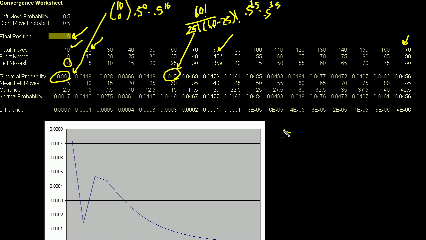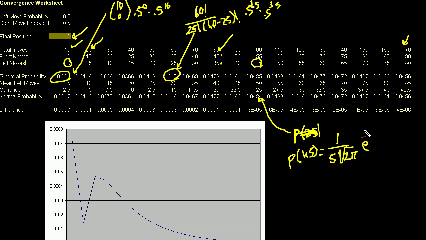So for example, in this situation right here, Excel has a normal distribution function, but I actually typed in the formula because I wanted to see what was under the covers for that function. So I say, what's the probability of 45 left moves? It's 1 over the standard deviation, which in this situation is the square root of 25, so 5, times the square root of 2 pi, times e to the minus 1/2 times 45 minus the mean, 50, over the standard deviation, which we figured out was 5, squared. So that tells me the value the normal distribution gives for this standard deviation and this mean. And then I multiply that by 1.